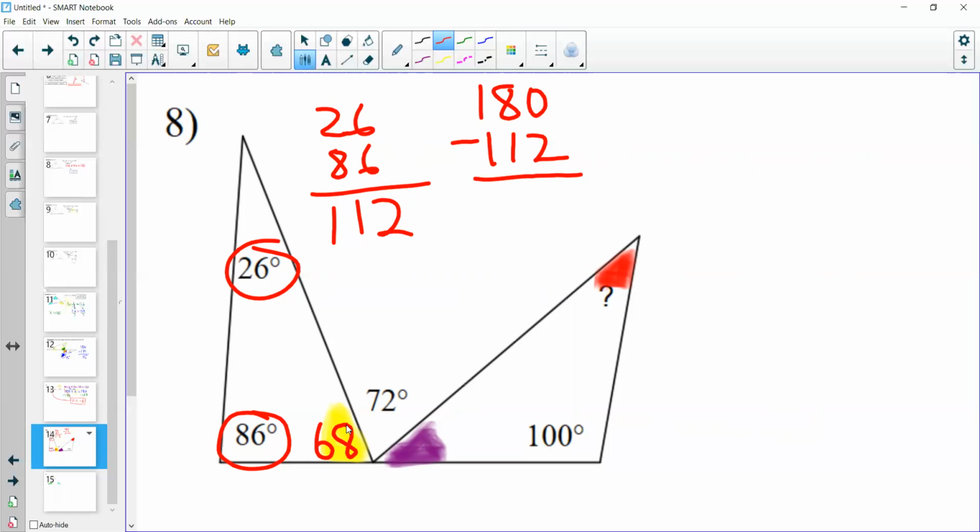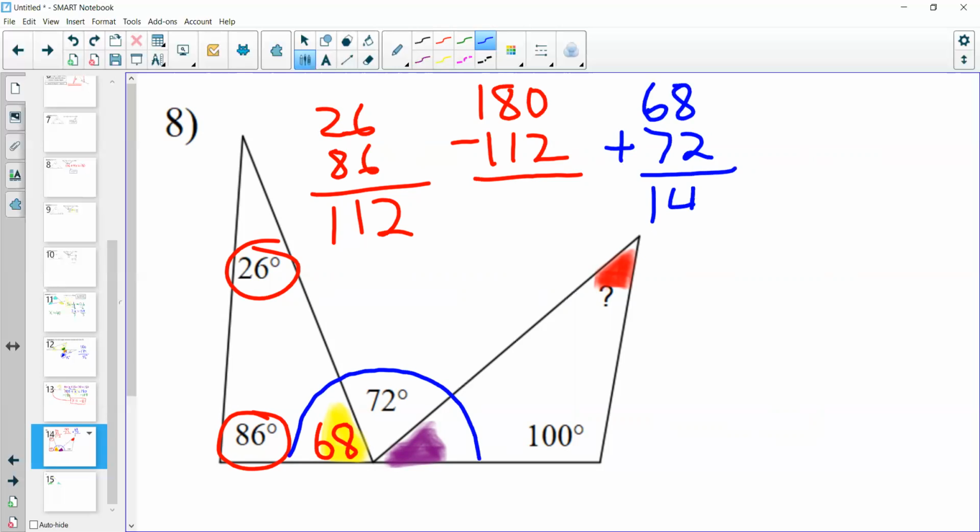Next, I move to the purple angle. Well, notice that all three of these angles are on a line. That means they total 180 degrees. So that means I need to take the 68 plus 72, add those together, and I end up with 140. If I subtract 180 minus 140, I end up with 40 degrees.